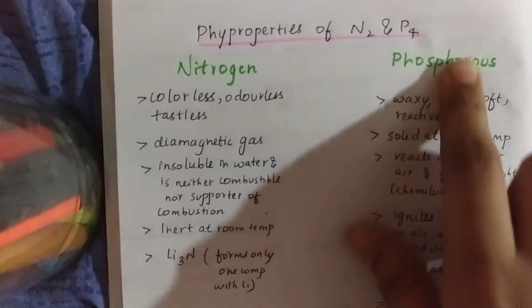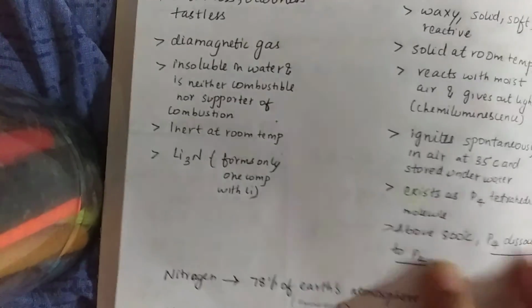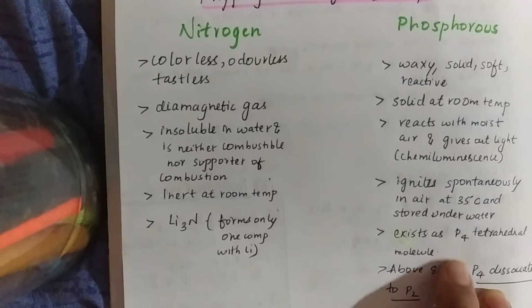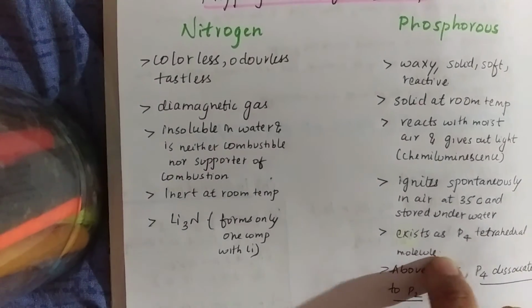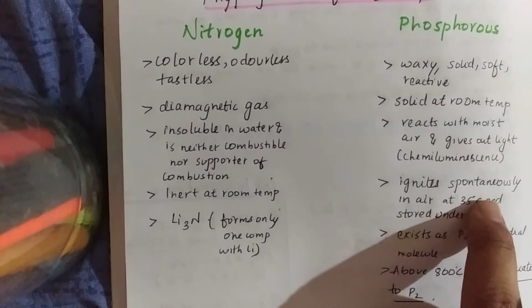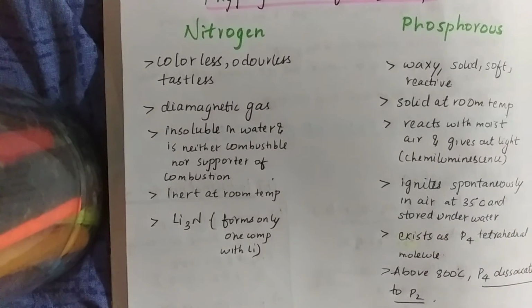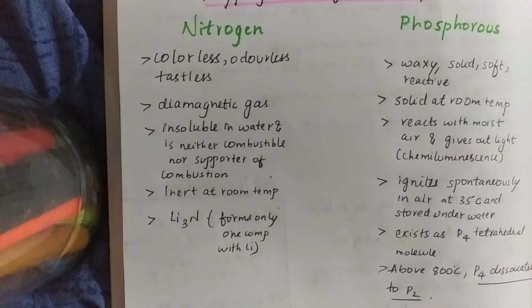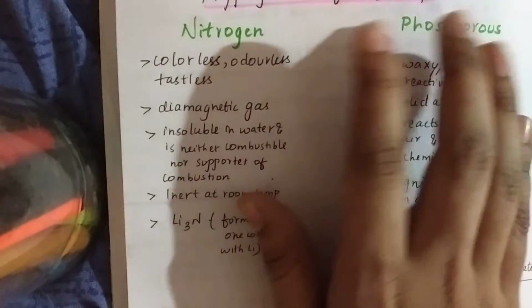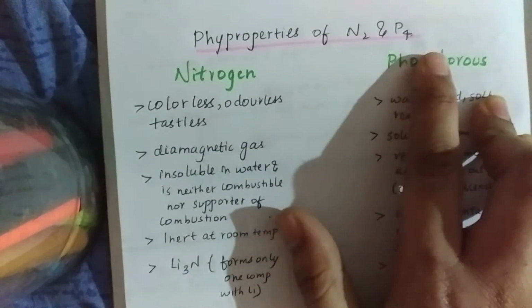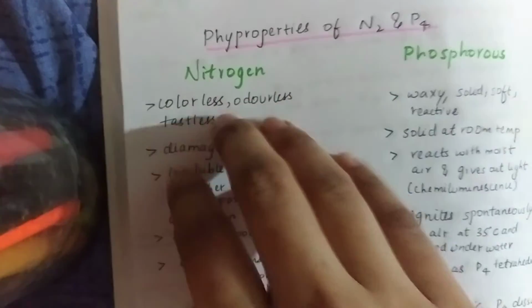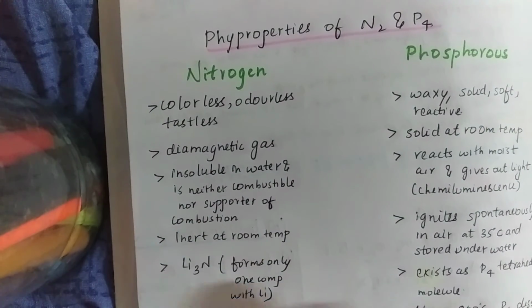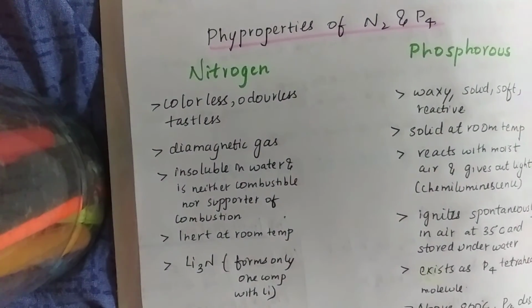And phosphorus exists as a P4 tetrahedral molecule, and it ignites spontaneously in air. Above 800 degrees Celsius, P4 dissociates to P2 molecules. So these are the physical properties of N2 and P4. You need to remember them. These are actually easy compared to the preparation, so you can easily remember them.